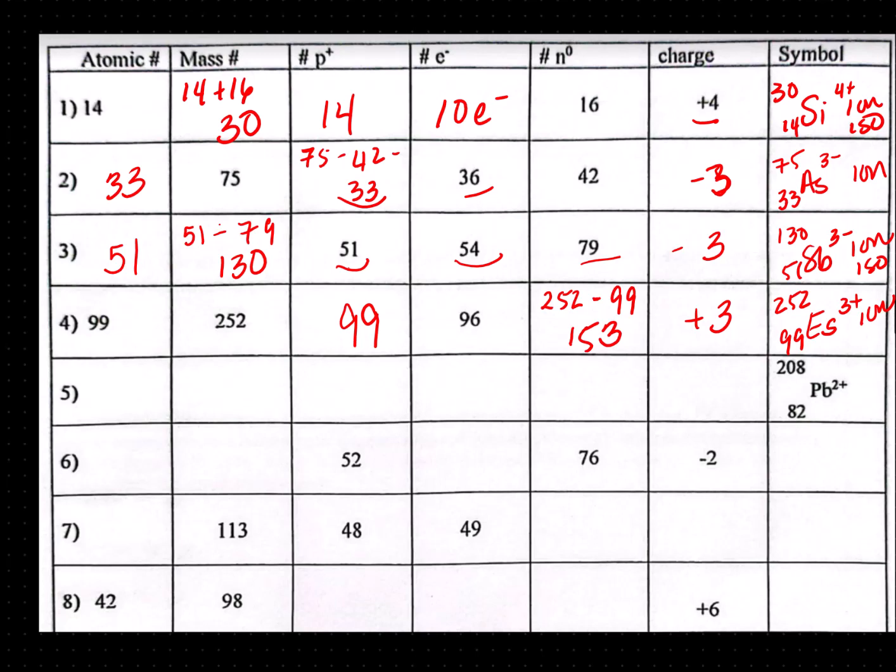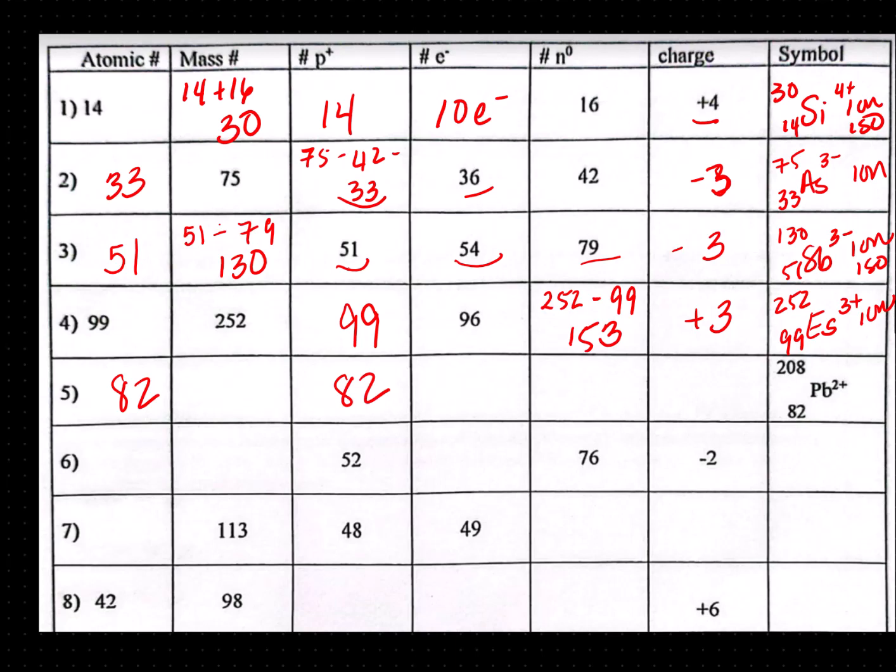Number 5, we have lead. Lead has an atomic number of 82. It also has 82 protons, because atomic number is equal to the number of protons. It has a mass number given as 208.